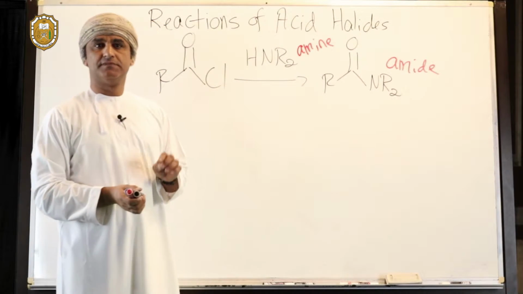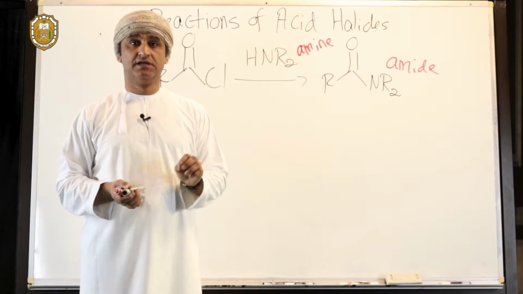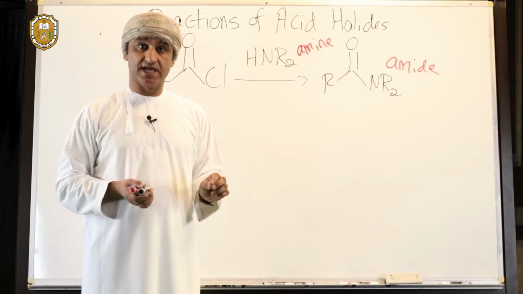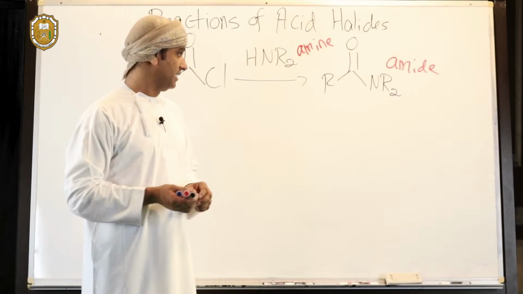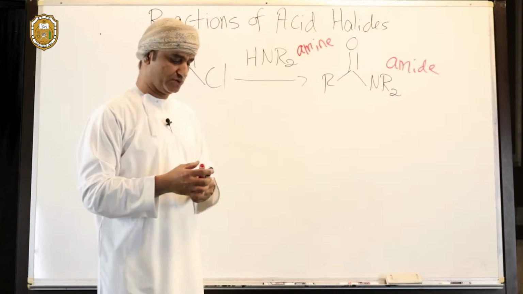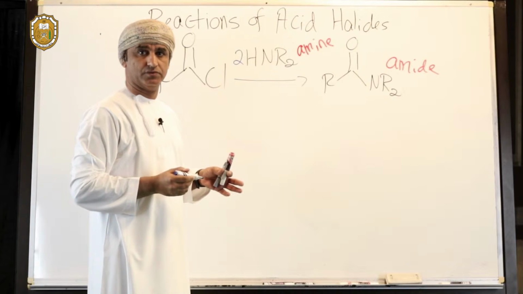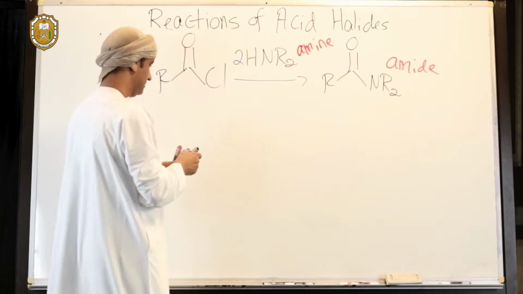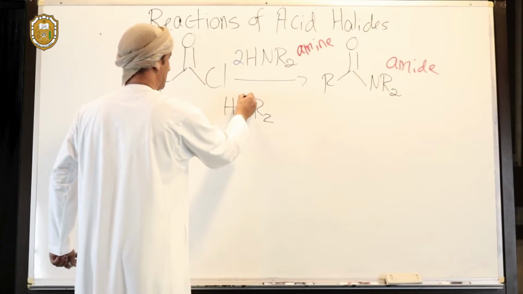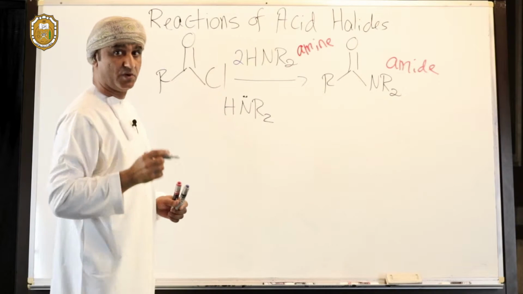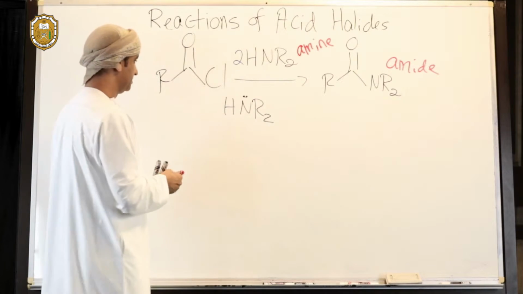Now, we have mentioned before that two equivalents of the amine are required in this reaction of an acid chloride with the amine to form the corresponding amide. So two equivalents are actually required. Okay, let's now see why two. So one amine, or if you like one mole equivalent of the amine, does a nucleophilic acyl substitution reaction.